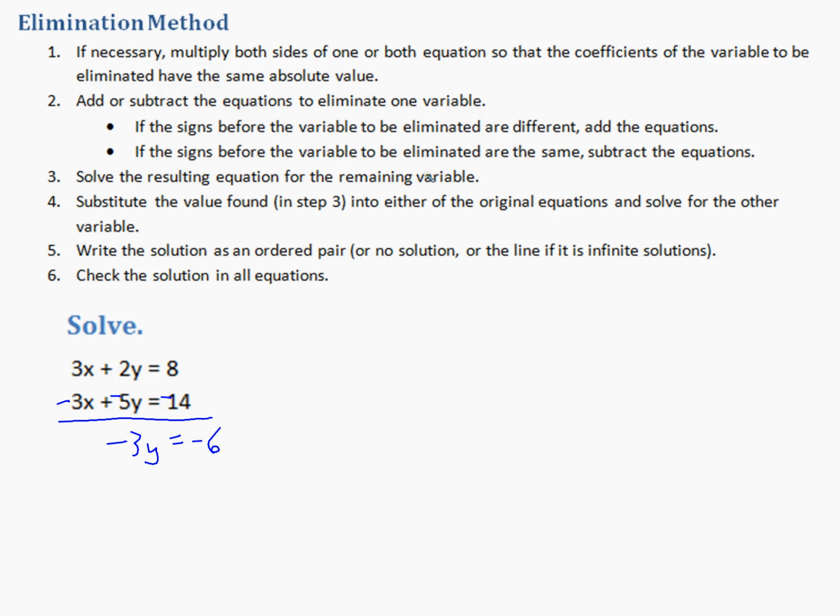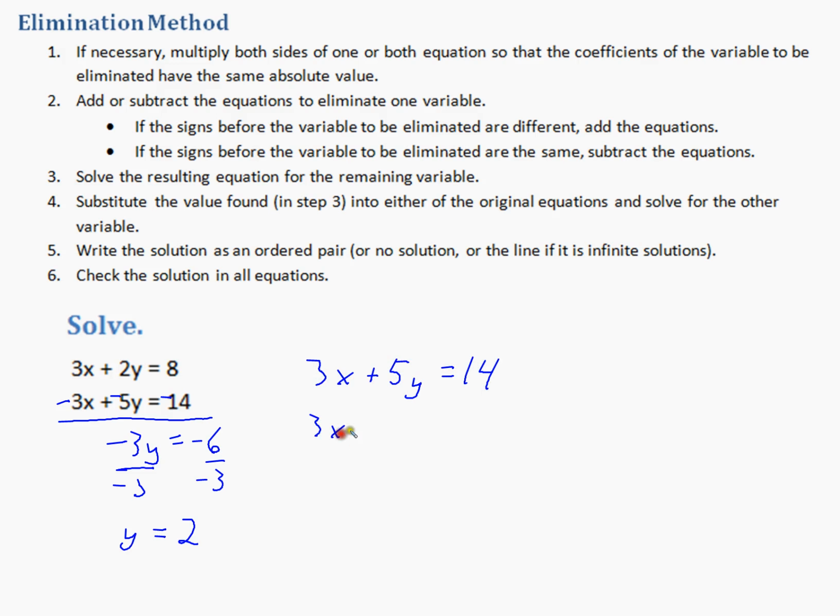Solve the resulting equation. Well, that's nice and simple. Divide both sides by negative 3. And we get y equals negative 6 divided by negative 3, which is a positive 2. And then we're going to take this 2 and substitute it back into either one of these equations. So let's put it in the second one this time. And I put it in the original without the negatives.